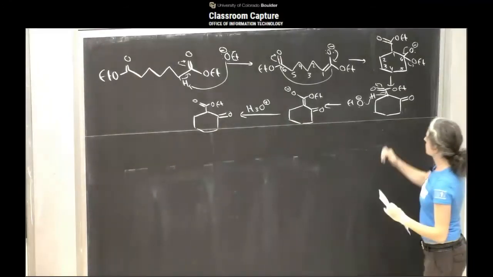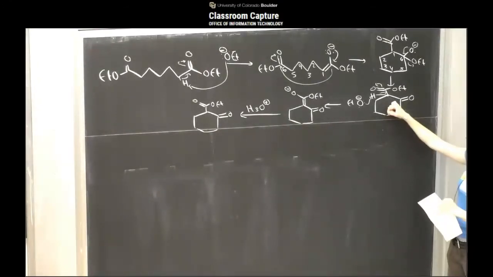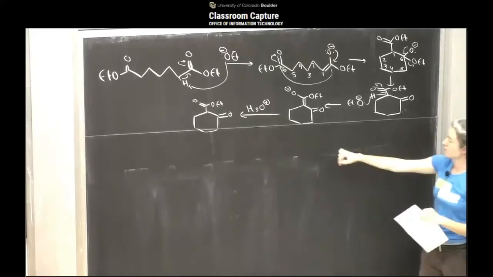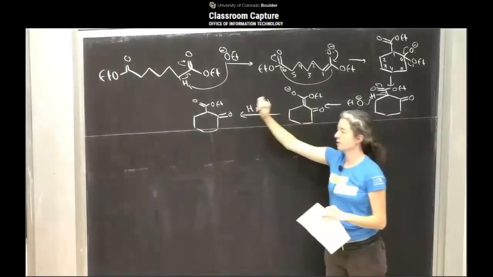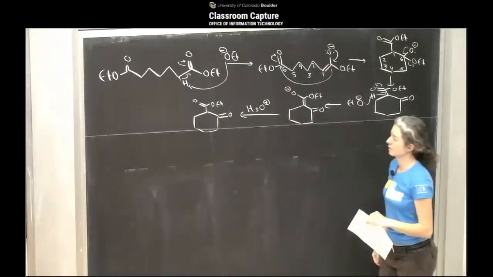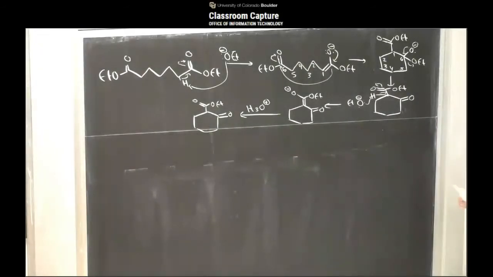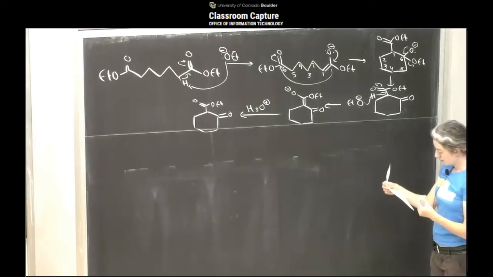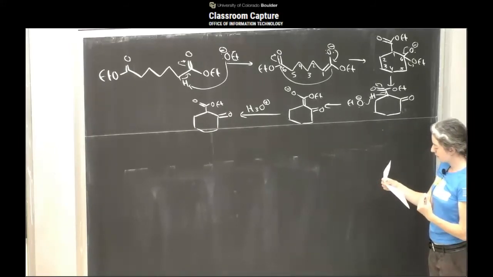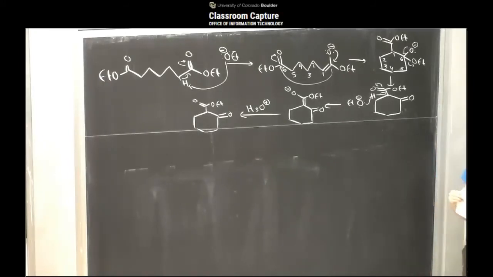Okay, so the initial product you get from Dieckmann, you sort of overshoot it a little bit by deprotonating, and then you just go back a step when you add the proton back on. Okay, so exactly the same arrow pushing as Claisen, it's just you have to be a little bit more careful about numbering and keeping track of what connects where. So questions about that? Yeah?